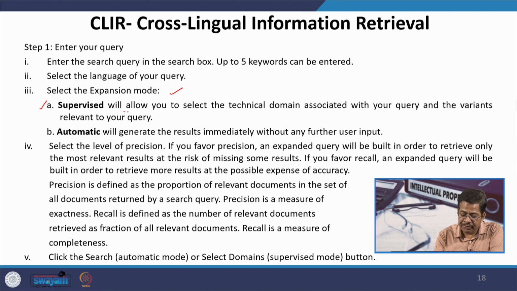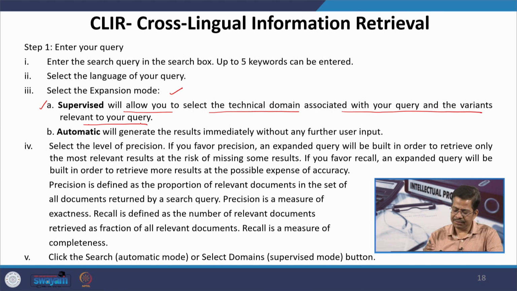Supervised allows you to select the technical domain associated with your query and the variants relevant to your query, because it will expand your search to all those domains which are related to the particular term you have entered. Automatic means there is a predefined algorithm inside, and it will generate the results immediately without any further user input.